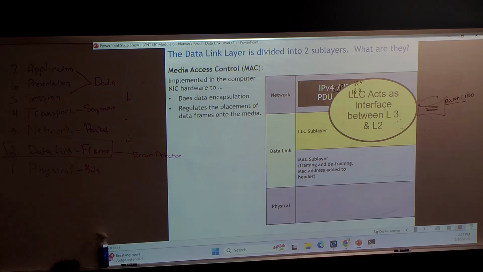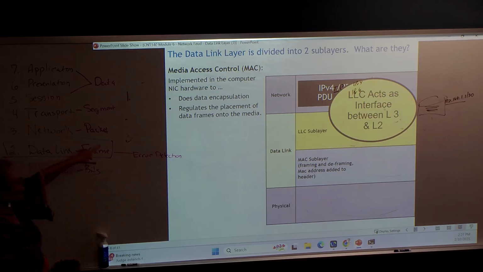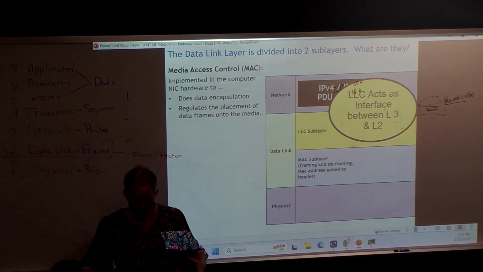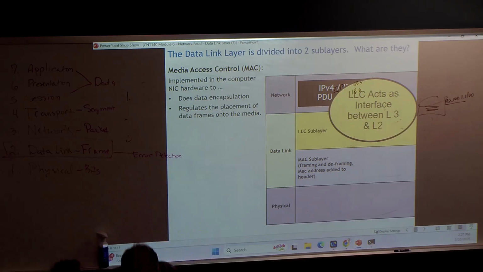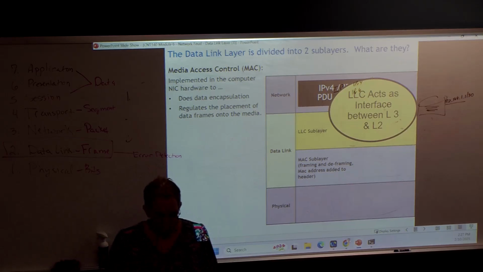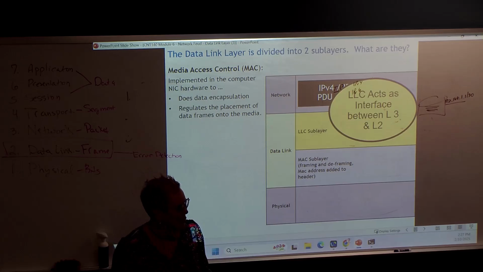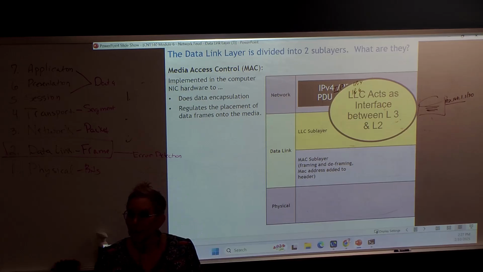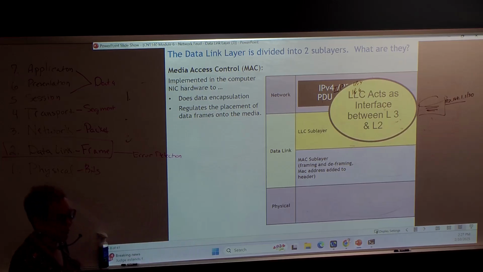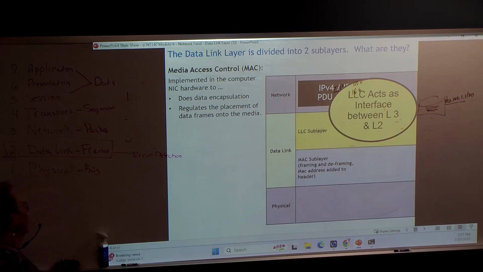It regulates placement of the frames onto the media. Again, if you could imagine, it takes the frames and puts them down onto the media. It's like, okay, I can see that this is light, this is fiber optic. Because now encoding has to happen once it gets onto the physical layer. So it's got to know that it's light. It has to know if it's electricity.